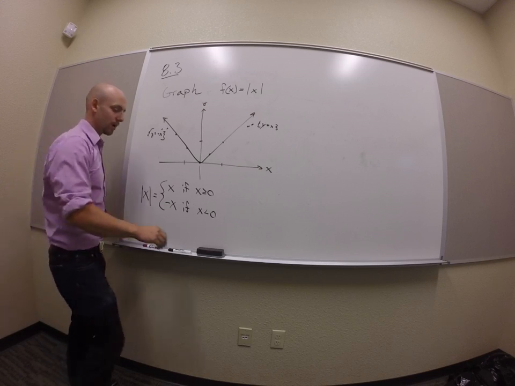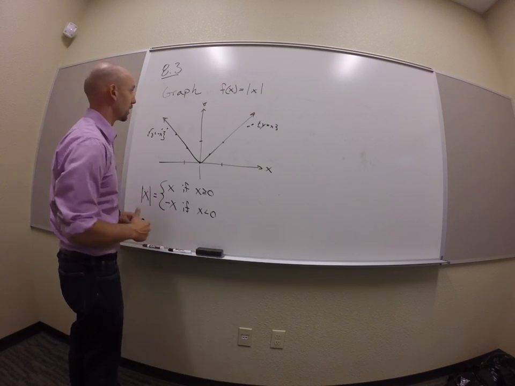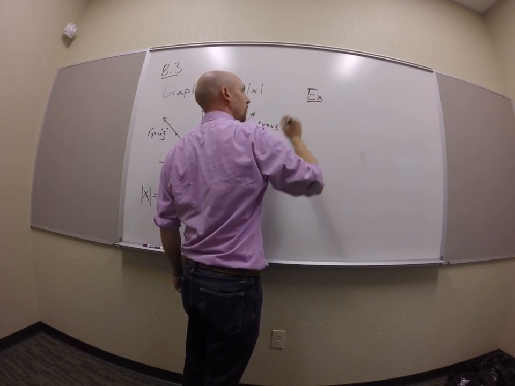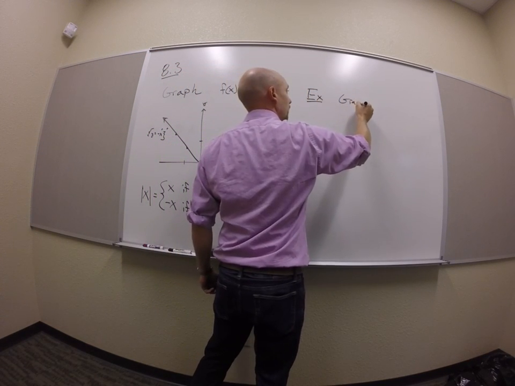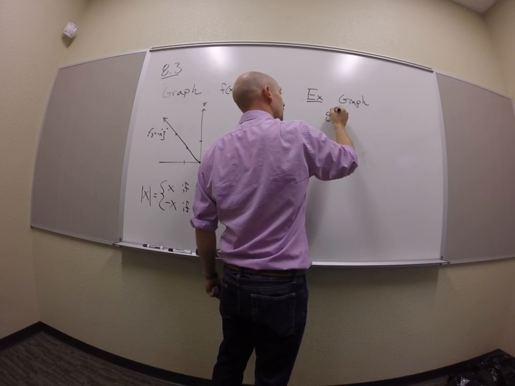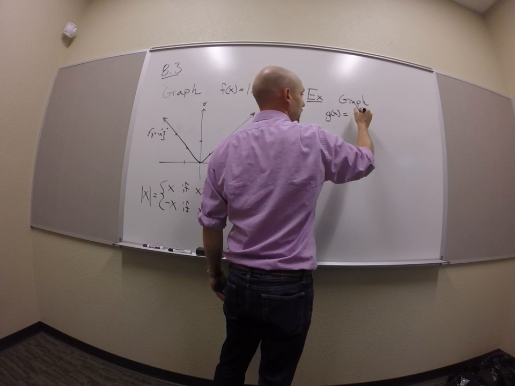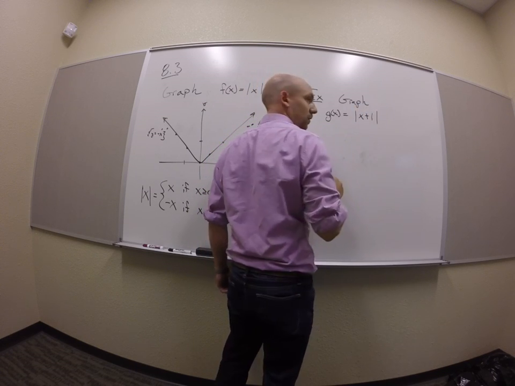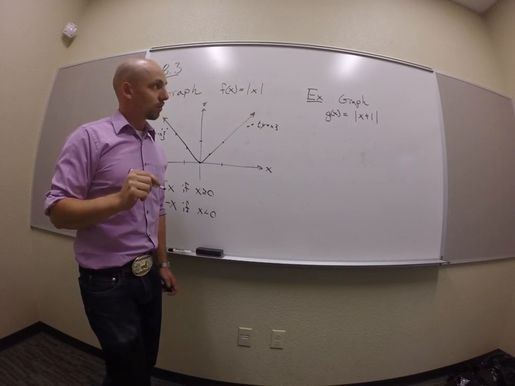Now if we want to graph absolute value of something else, we want to do another example where we graph, say, g of x, and g of x is the absolute value of x plus 1. Well, what does this look like?